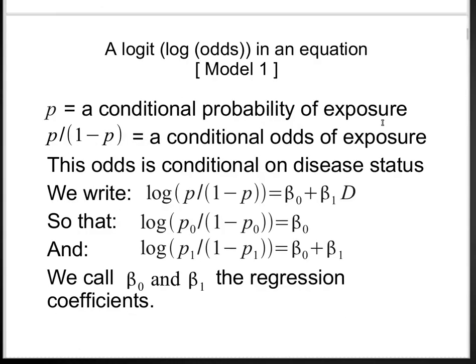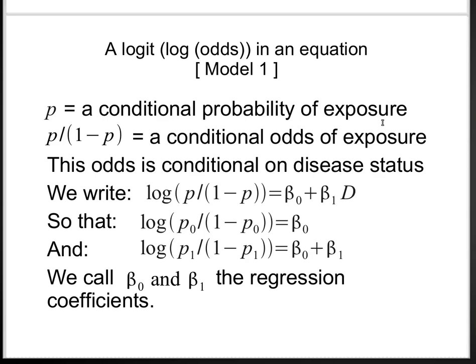So we come now to our first model, and we'll call it model number 1 for this illustration, this session. So a logit, or a log of odds in an equation. Now we're going to have the quantity P, which we've seen can be P0 or P1, a conditional probability of exposure, then the probability divided by 1 minus the probability is the conditional odds of exposure. Here we're saying conditional on disease status.